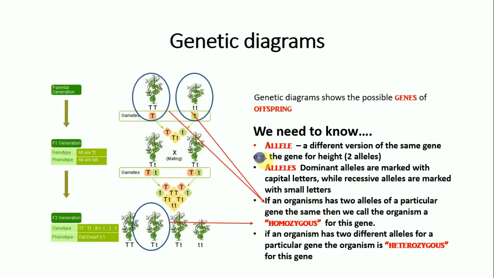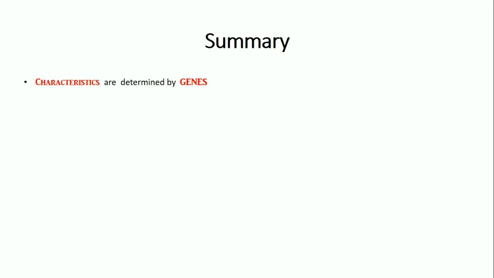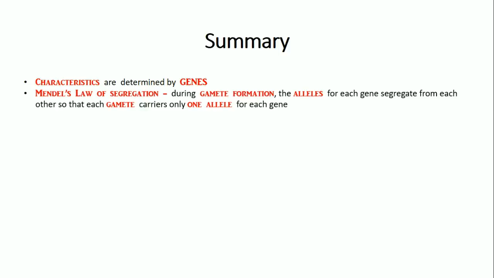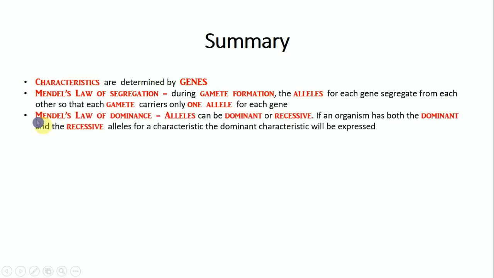Okay, to summarize, characteristics are determined by genes. Mendel's law of segregation is that during gamete formation, the alleles for each gene segregate from each other, so that each gamete carries only one allele for each gene. Mendel's law of dominance is that alleles can be dominant or recessive, and if an organism has both the dominant and the recessive alleles for a characteristic, the dominant characteristic will be expressed.